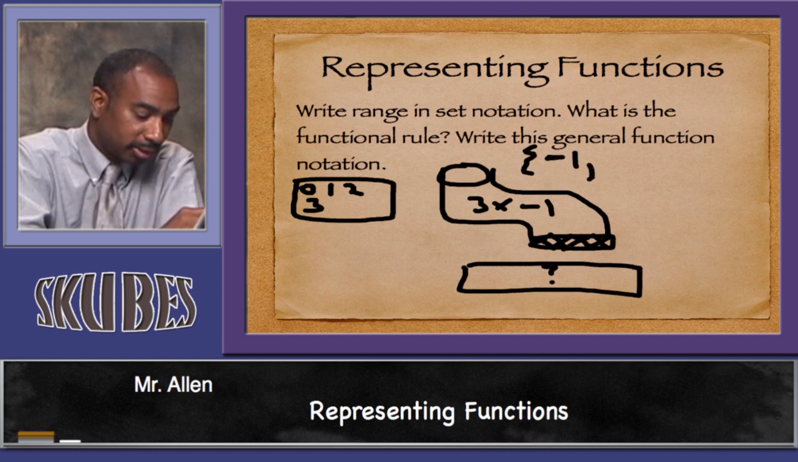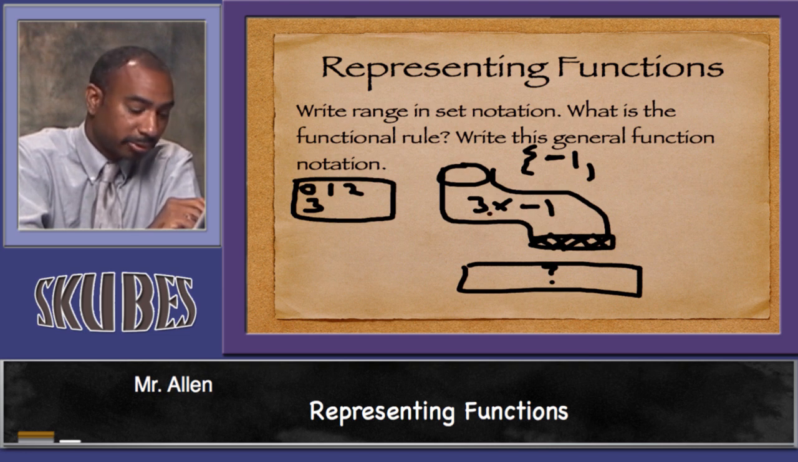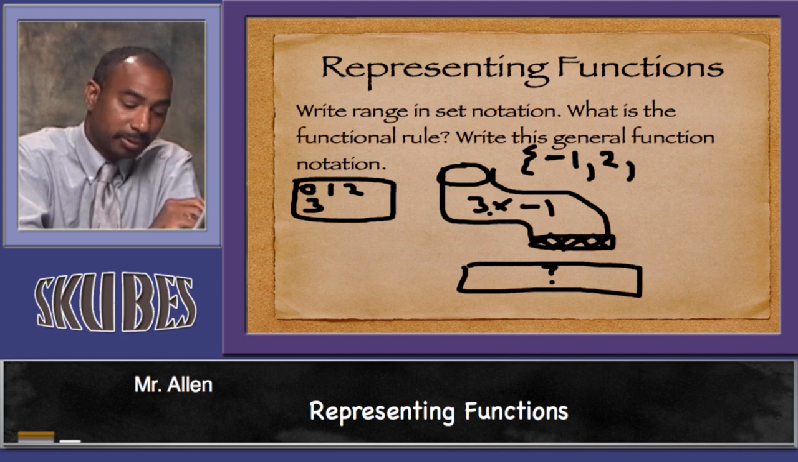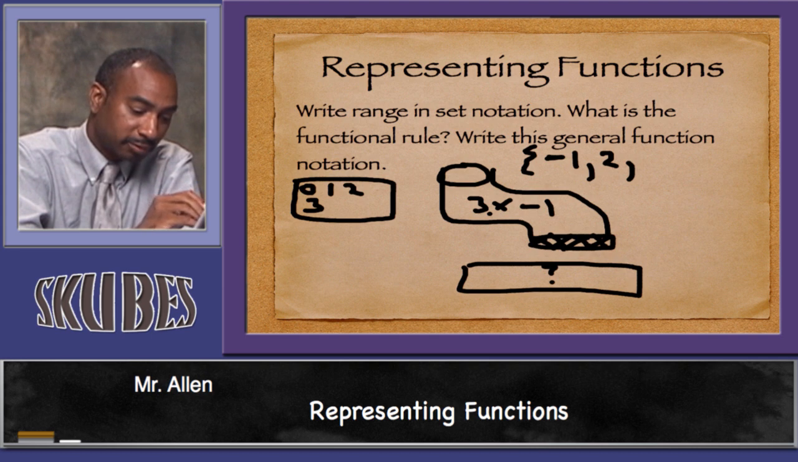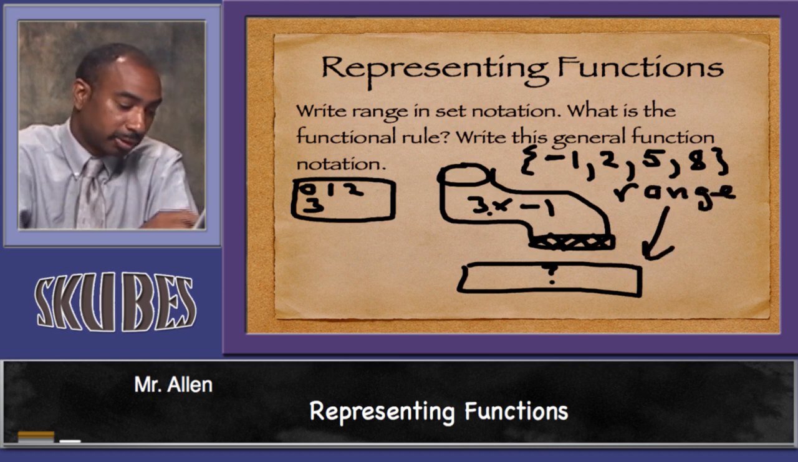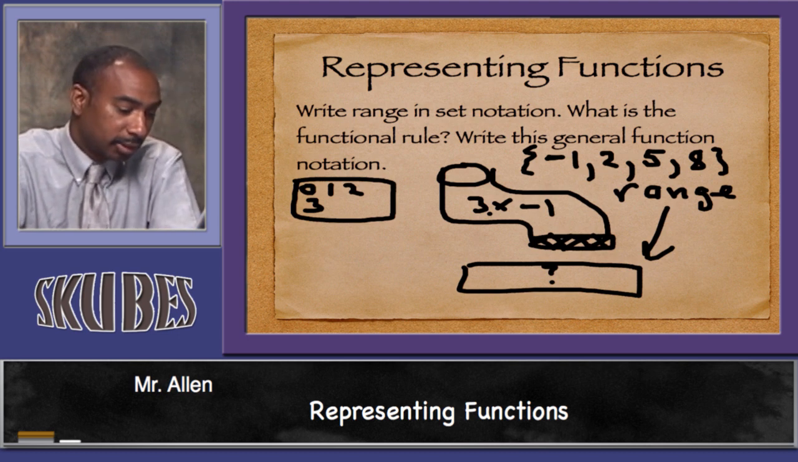If I plug in 1 for x, I get 3 times 1, which is 3. 3 minus 1 is 2. If I plug in 2, 2 times 3 will be 6. 6 minus 1 is 5. If I plug in 3, 3 times 3 is 9. 9 minus 1 is 8. So this will be the range. That's what's going to come out of the box when you plug in those values.